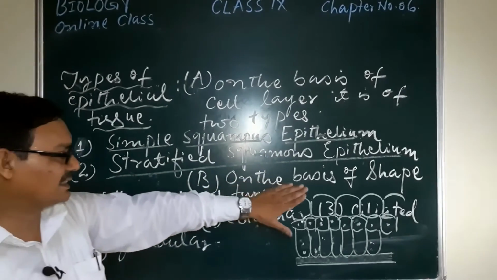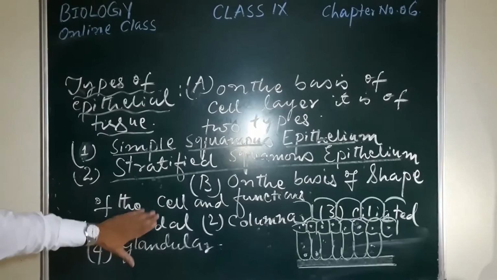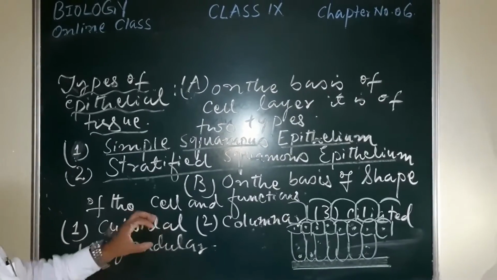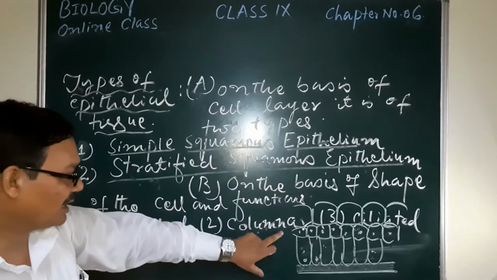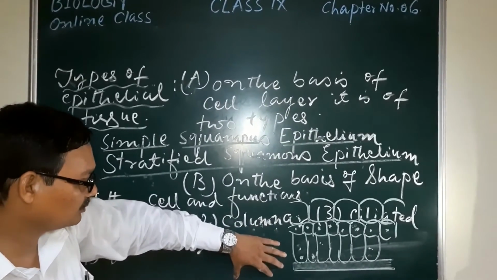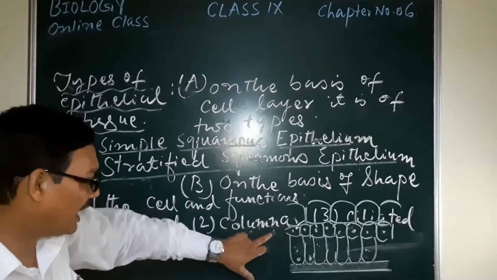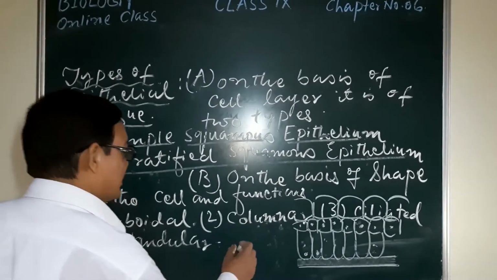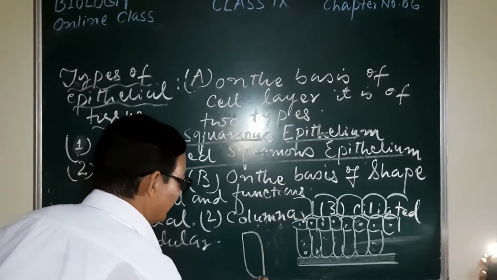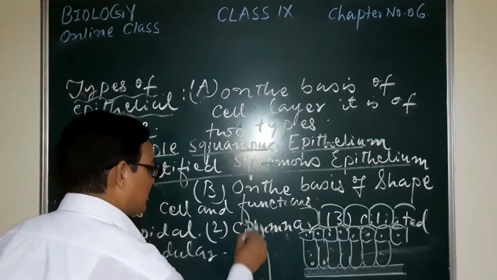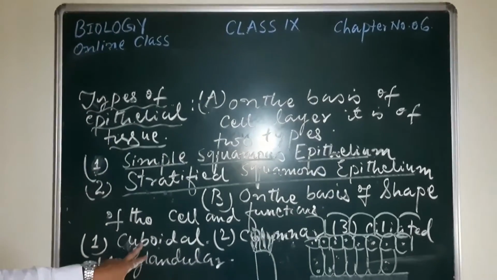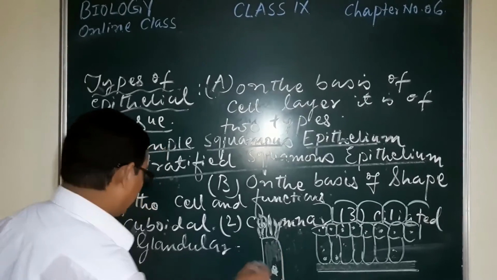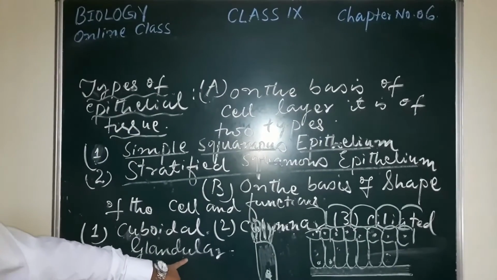The second important criterion on the basis of which the epithelium has been classified is the shape of the cell. If the shape of the cell is cube-like, it is known as cuboidal. If the cell is pillar-like, taller, it is known as columnar epithelium. And if both cuboidal and columnar cells possess cilia, projections like this, then it is ciliated. So this is the classification, and there are also some modifications, that is the glandular.